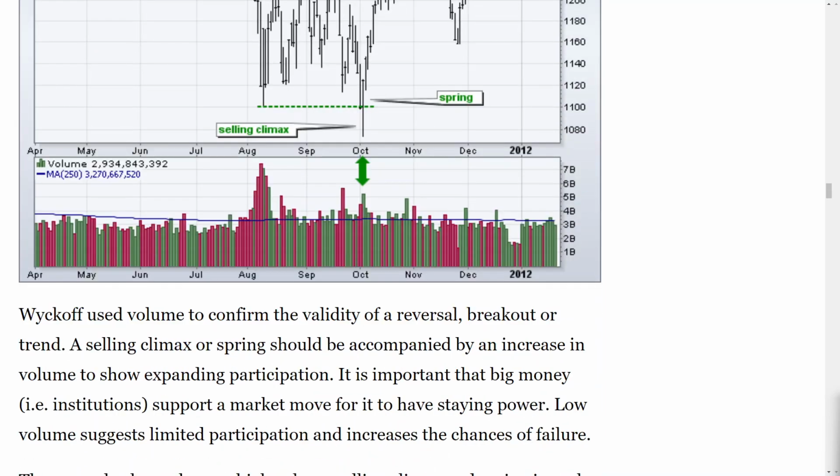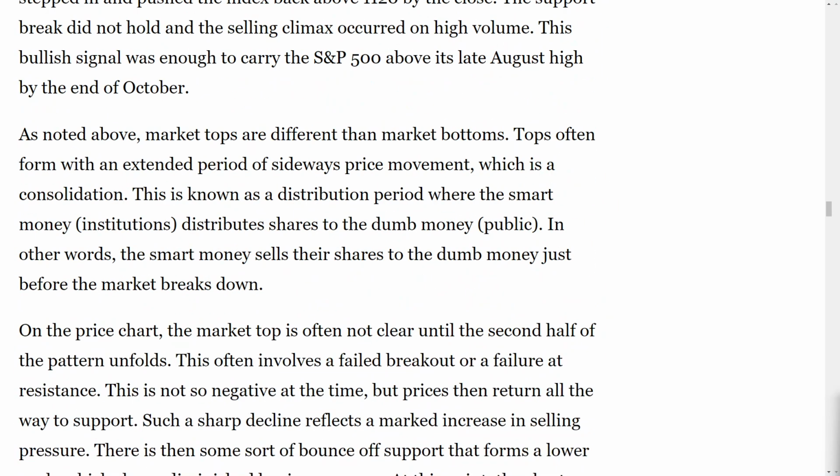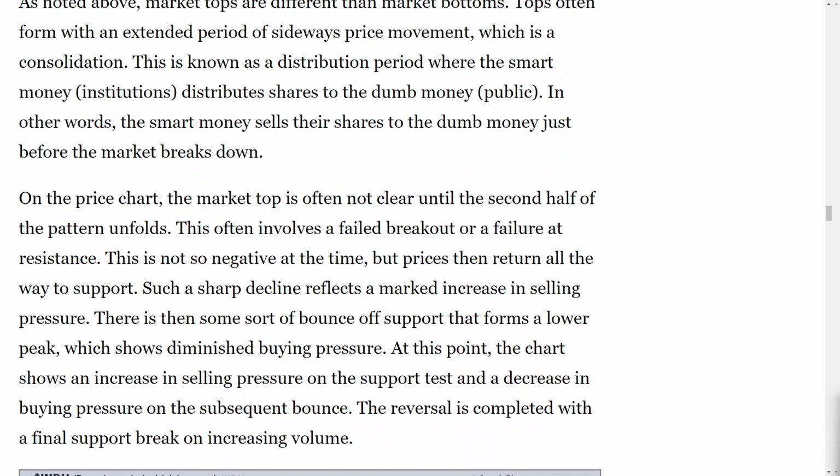As noted above, market tops are different than market bottoms. Tops often form with an extended period of sideways price movement, which is a consolidation. This is known as a distribution period where the smart money, institutions, distributes shares to the dumb money, public. In other words, the smart money sells their shares to the dumb money just before the market breaks down.